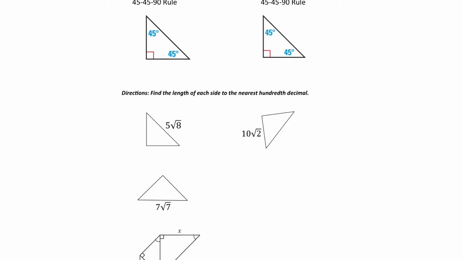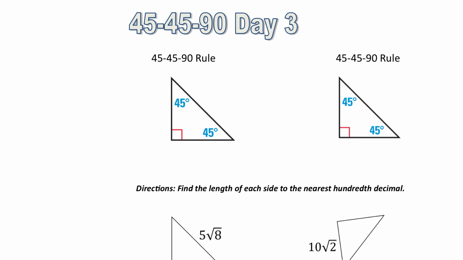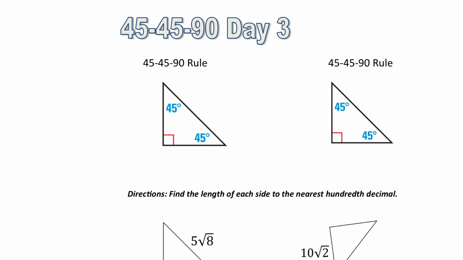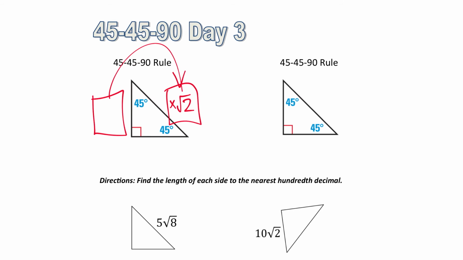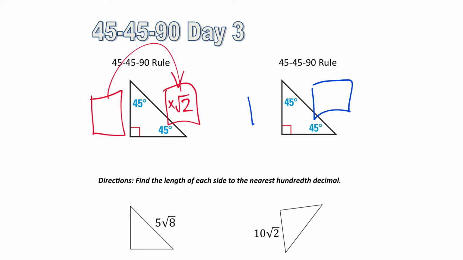Okay, so we're going to spend one more day on this stuff, and then tomorrow we will start in on the other special right triangle. So basically we're just practicing again some more of the stuff we've been doing, although I'm going to add a little bit of stuff to it. Okay, so again, real quick, if you know this side and you're looking for this side, you multiply by the square root of 2. If you know this side and you're looking for this side, you divide by the square root of 2.